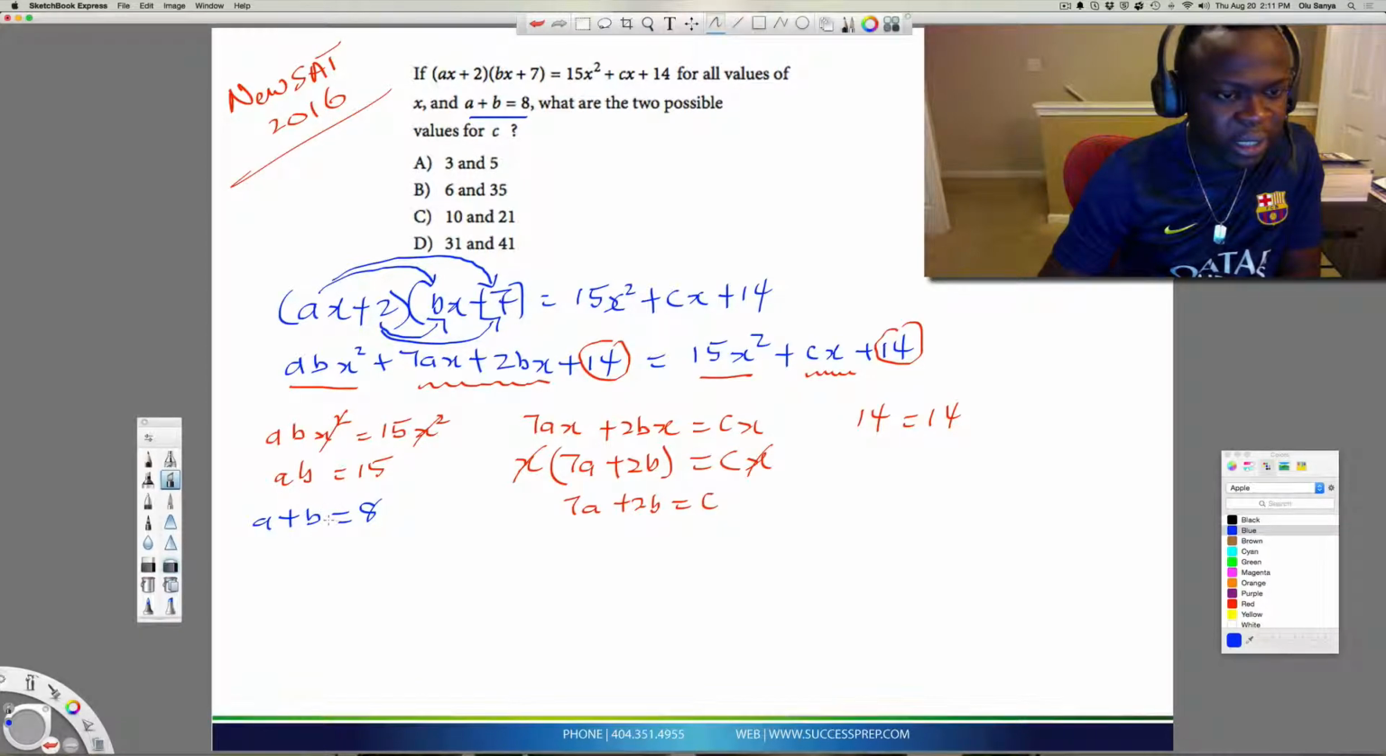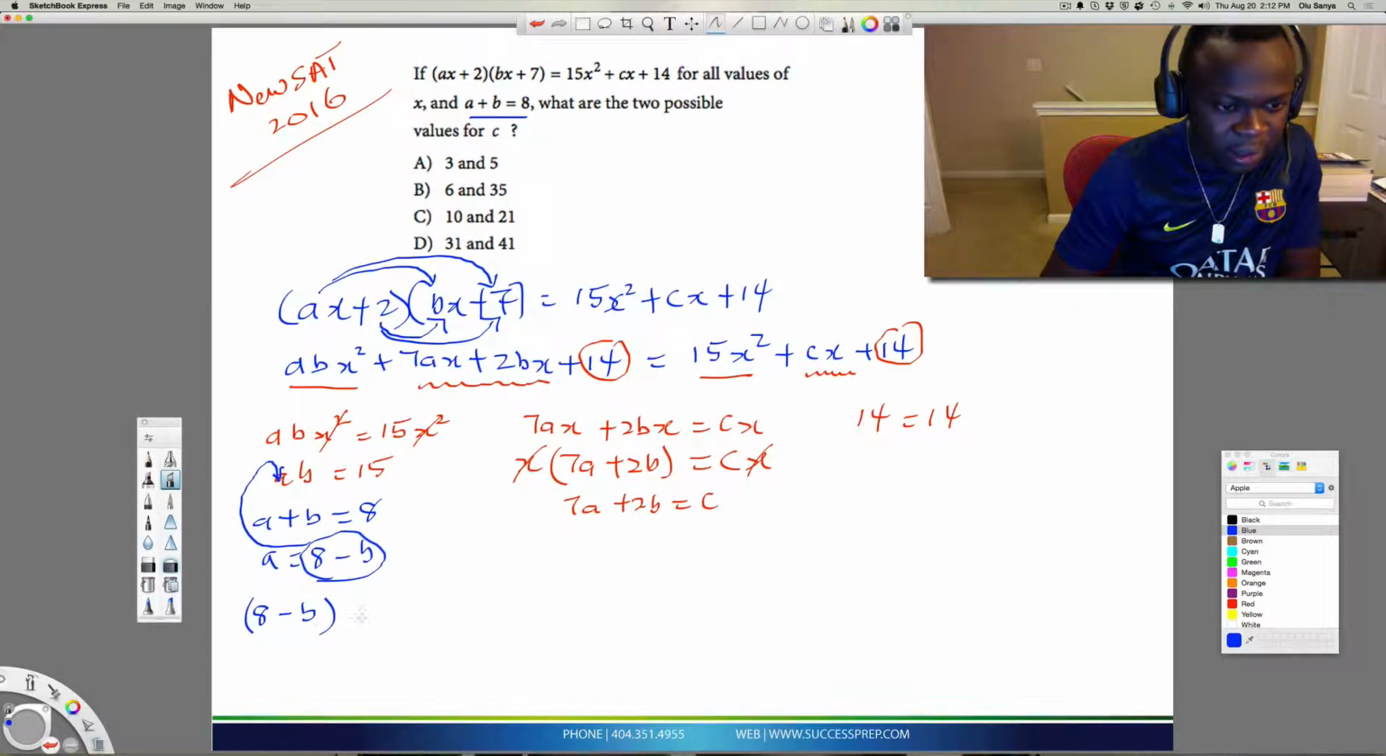Why don't you go ahead and solve for a? So a is 8 minus b. Just bring this b over to the right side. And then take this 8 minus b, take it right here, and plug it in place of this a. So instead of saying a times b is equal to 15, you would say 8 minus b, yes, times b is equal to 15. We can say that. And then run this b through. So this is 8b minus b squared equal to 15.